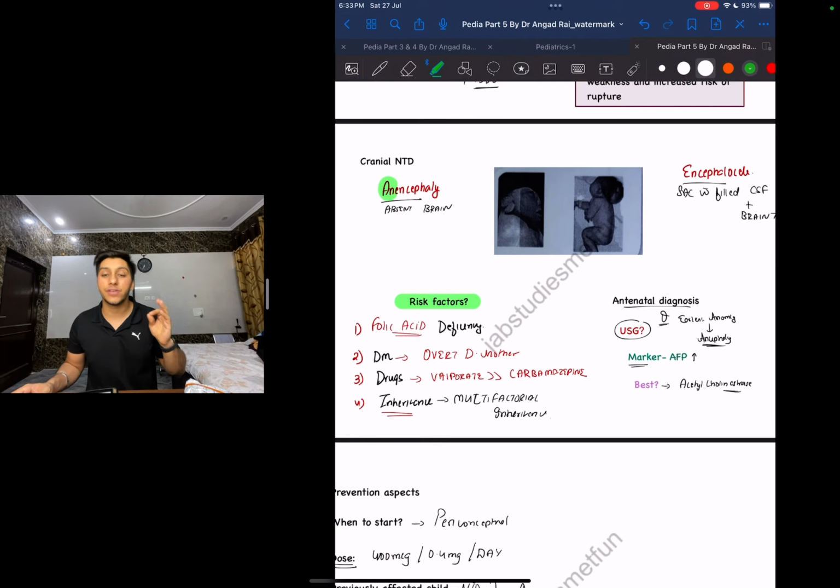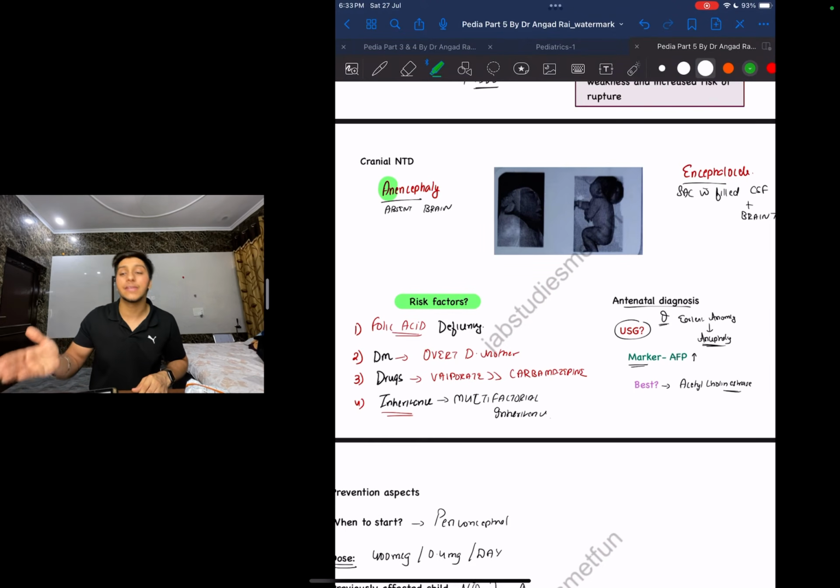The third thing is drugs, especially anti-epileptics. In the anti-epileptics, remember valproate is much more commonly a cause of NTDs than carbamazepine. The last one is inheritance. They'll ask you what type of inheritance a neural tube defect has. That is going to be multifactorial inheritance.